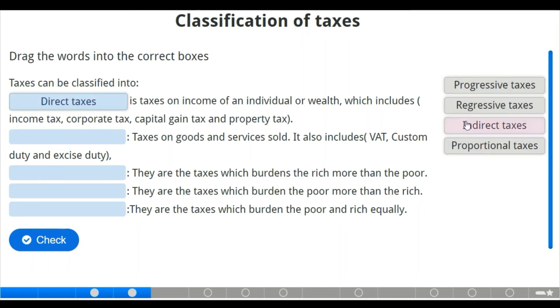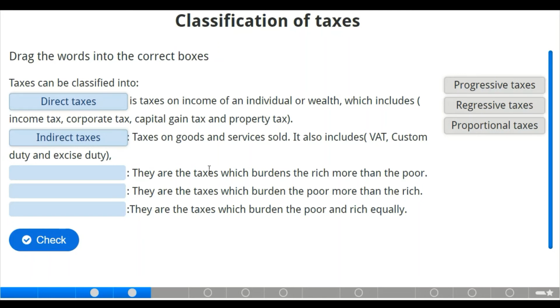Here we have the second classification of taxes, which is indirect taxes. Now we have indirect tax to be the tax on goods and services sold, which also includes value added tax, that is taxes included in the price of goods and services. We also have custom duty, and at the same time we have excise duty, that is tax on demerit goods like alcohol, cigarettes, and so on.